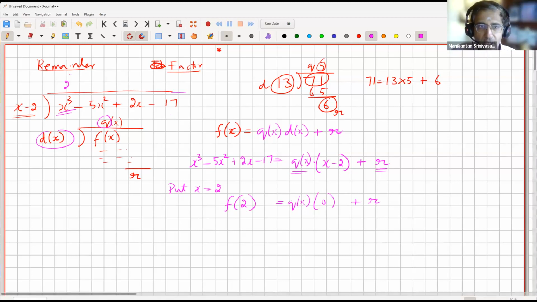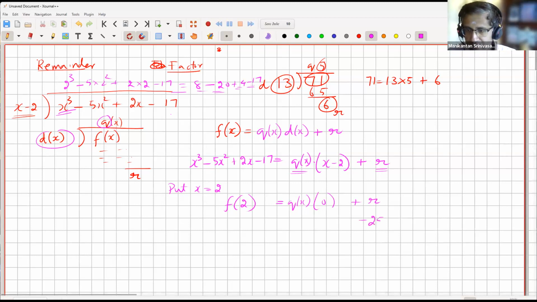So f of 2 is just 2 cubed minus 5 into 2 square plus 2 into 2 minus 17, which you can do even by hand. 8 minus 20 plus 4 minus 17. So how much is this? 12 minus 20 is minus 8, minus 25. So the remainder is minus 25. In a jiffy, I can find what the remainder is.